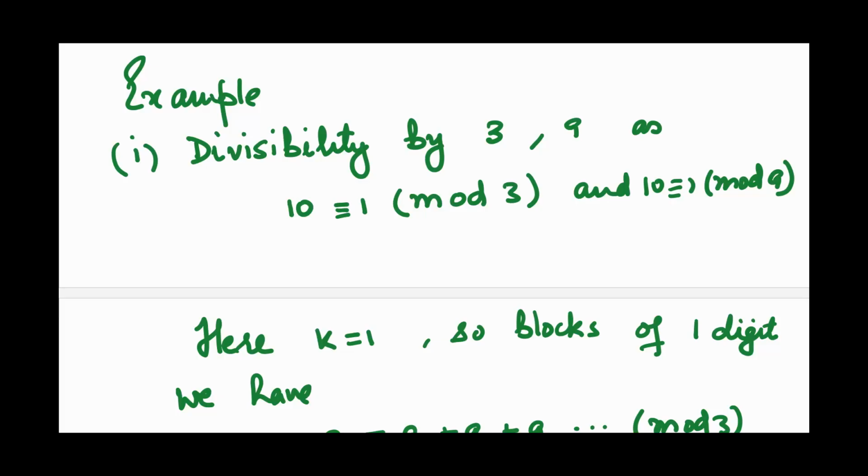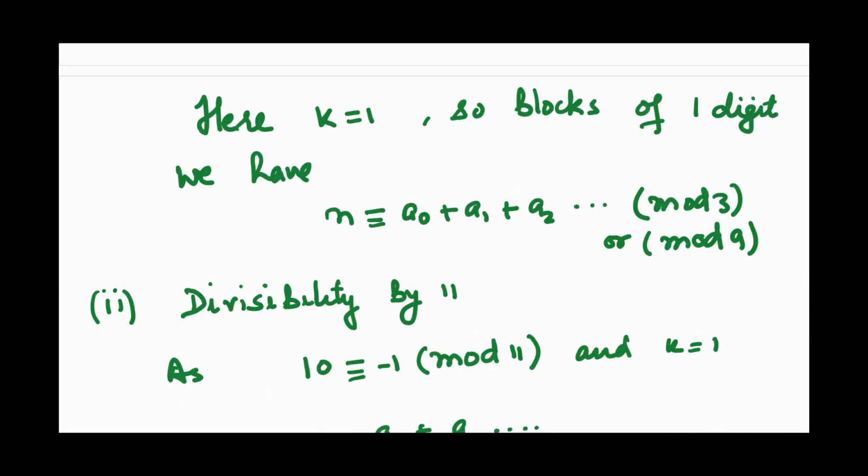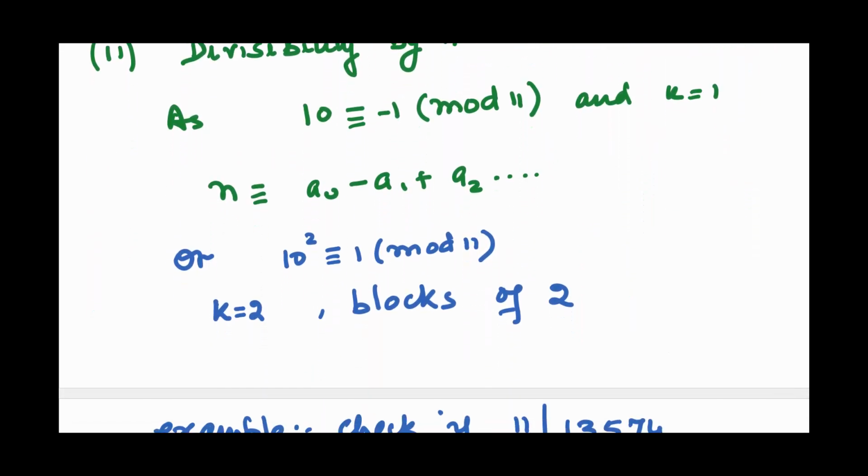If you want to check divisibility by 3 and 9, let's see. As 10 is congruent to 1 mod 3 and 10 is congruent to 1 mod 9, here your k value is 1 because we have taken 10 to the power 1 is congruent to 1. So the blocks of 1 digit are taken and hence we add the digits for mod 3 and mod 9. For divisibility by 11, you know that 10 to the power 1 is congruent to minus 1 mod 11. Here again the power is 1. So k is 1, and as 10 is congruent to minus 1 mod 11, we take alternate plus and minus signs, which you do for divisibility by 11. You have seen that earlier.